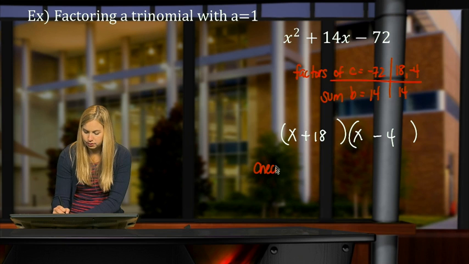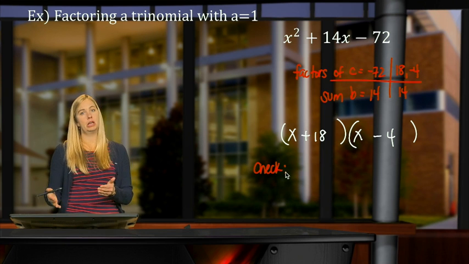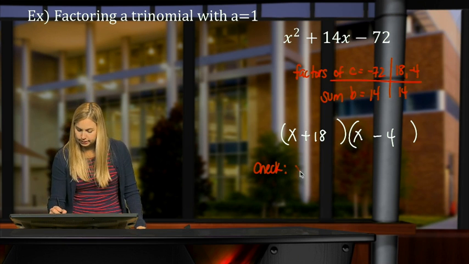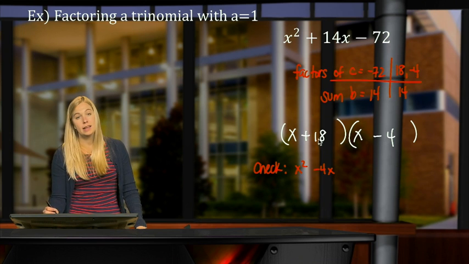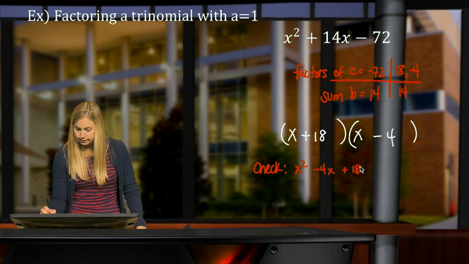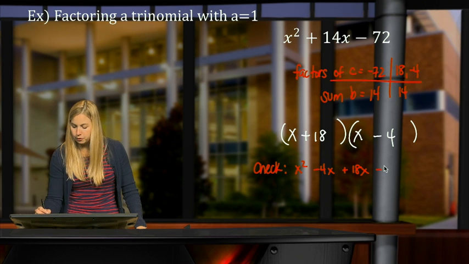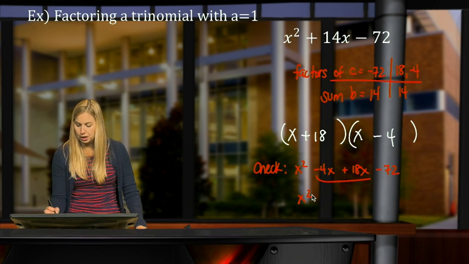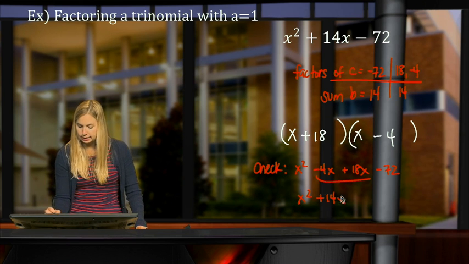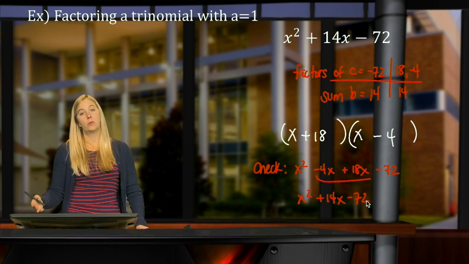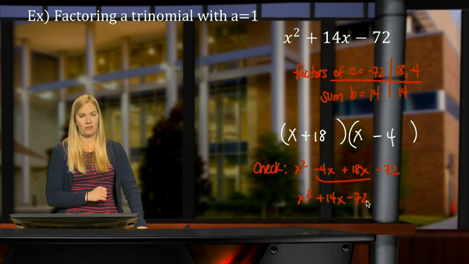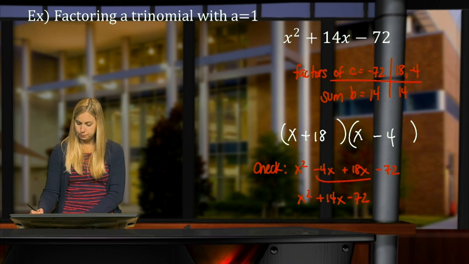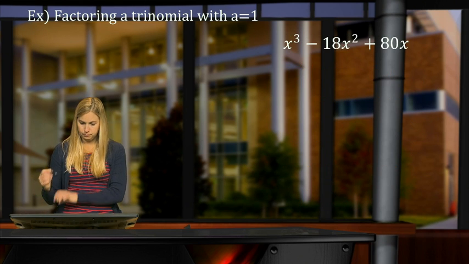And to check, all you have to do is FOIL it back out. X times x is x squared. X times negative 4 is negative 4x. 18 times x is 18x. And 18 times negative 4 is negative 72. When we combine like terms, we get x squared plus 14x minus 72, which is what we started with, so we know that we factored correctly.